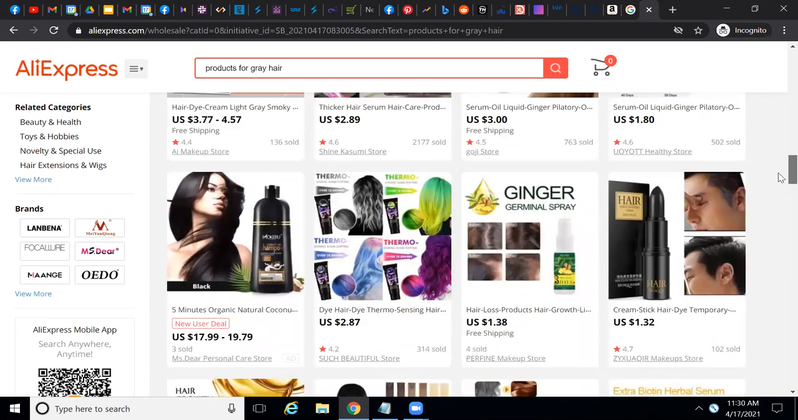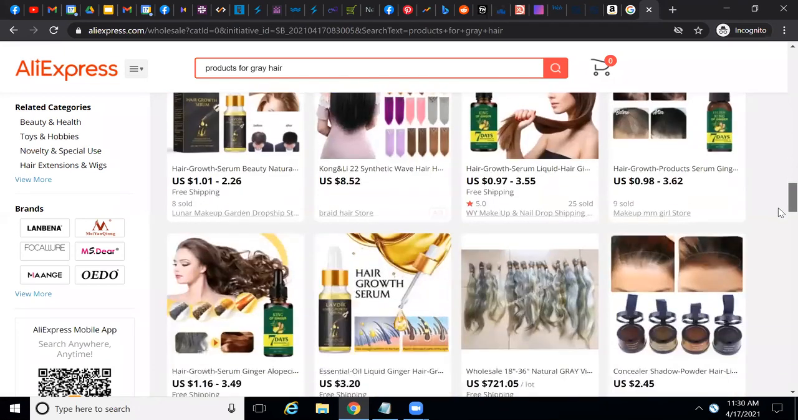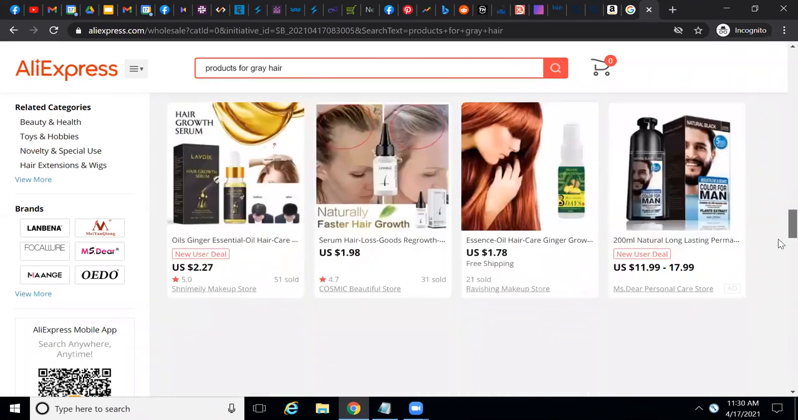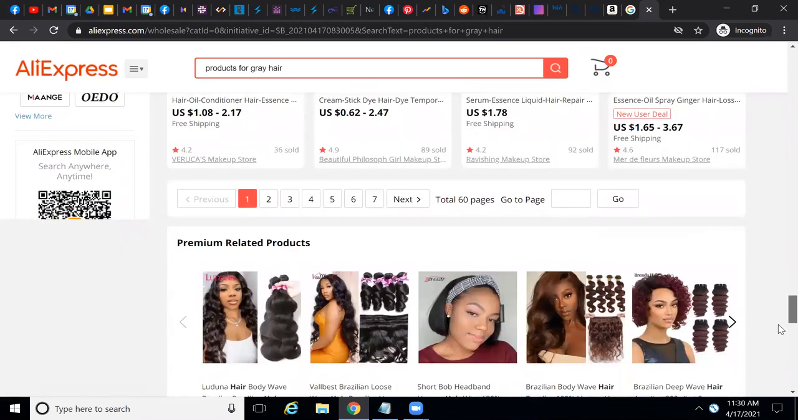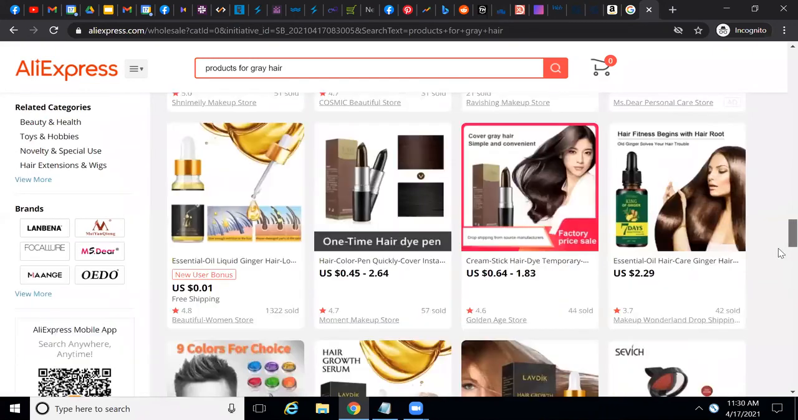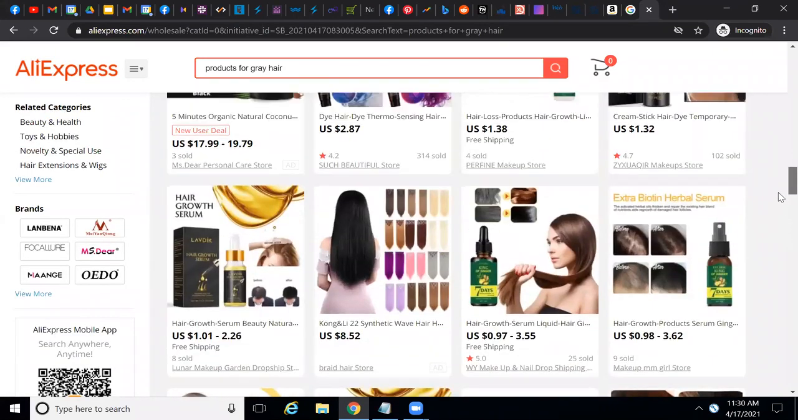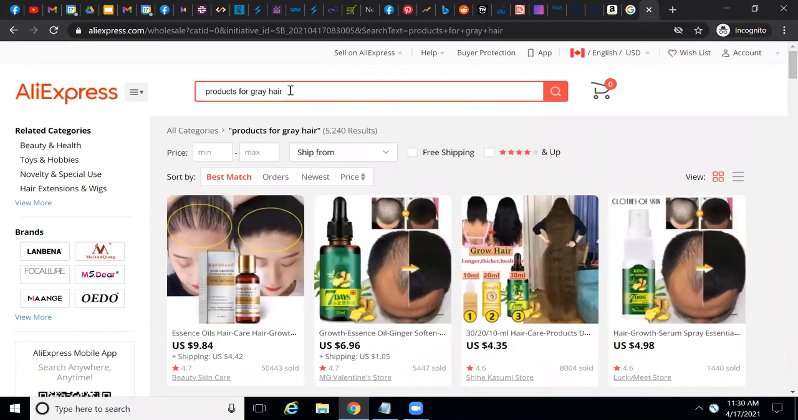I will sell things like the brush. I might sell things like, I'm trying to see. I don't see anything that's specific for gray hair care.